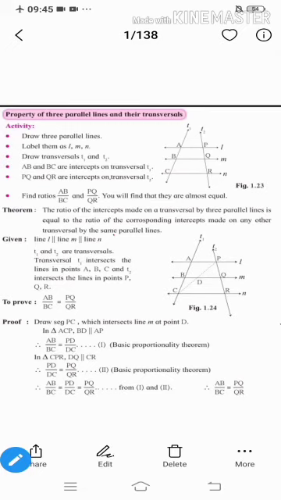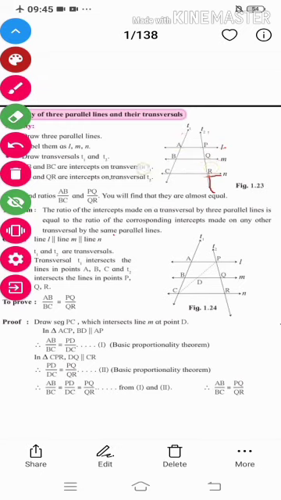First we do the activity. Draw three parallel lines, A, B and C, and label them as L, M, N. Draw transversals T1 and T2. PQ and QR are the intercepts on the transversal.